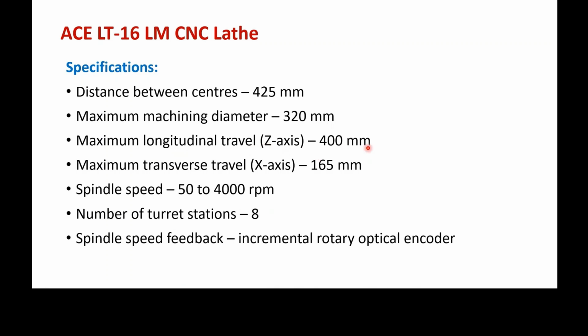Next, maximum longitudinal travel means along the Z axis, so it can travel for 40 mm. Then maximum travel along the depth of cut direction, you can move it for 165 mm. Then spindle speed can be within the range of 50 to 4000 rpm. Then the number of turret stations means how many inserts it can accommodate. It can accommodate 8 different inserts. Then spindle feedback is an incremental rotary optical encoder.